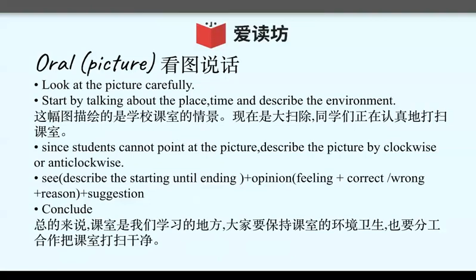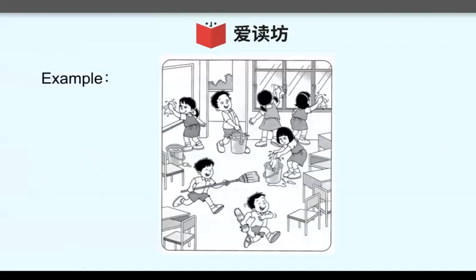Picture part is for lower primary and video part is for higher primary. So for the picture part, students need to observe the picture carefully. Start by talking about the place, the time, and describe the environment. So, as you can see this picture, 这幅图描绘的是学校课室里的情景。现在是大扫除，同学们正在认真的打扫课室。So this picture shows a classroom. It is cleaning time and students are cleaning the classroom.